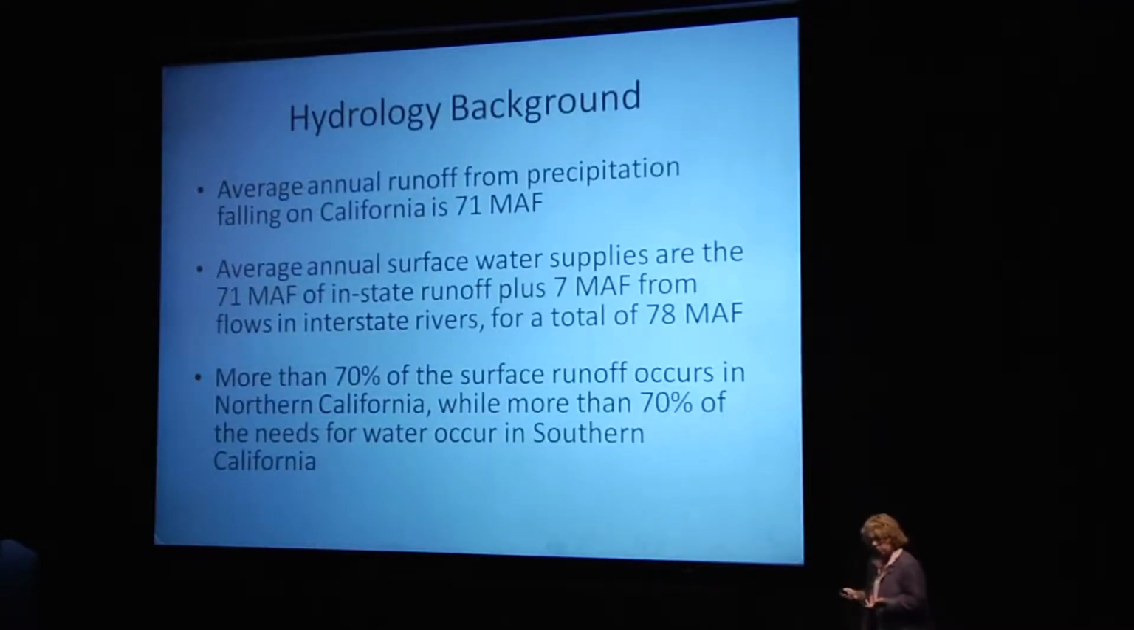In terms of numbers, on an average annual basis, the amount of precipitation that falls on California in an average year would amount to 71 million acre-feet of water. Add in our interstate water sources, primarily the Colorado and Klamath, and that brings you up to 78 million acre-feet. And we definitely have an imbalance between where the water is and where the people and the agricultural needs are. This imbalance has driven water resources activities in California for a very long time.